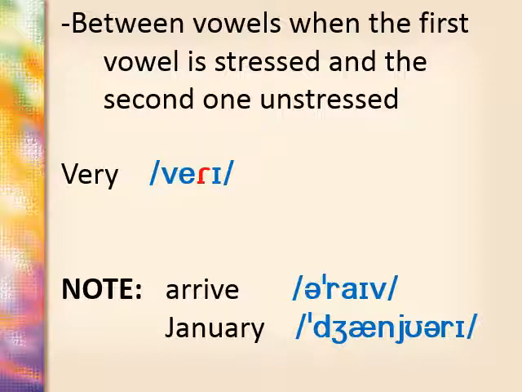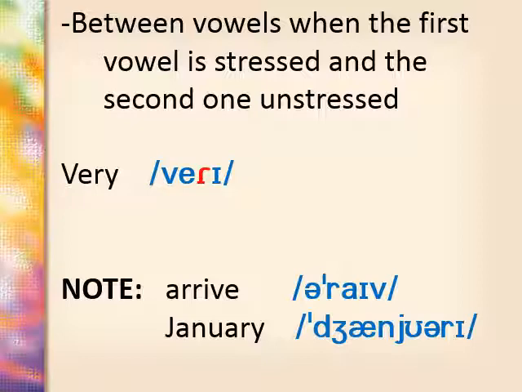This variant of the flap R is also used between vowels when the first vowel is stressed and the second one is unstressed. For example, in the word very. See that the R here is between two vowels, the E and the short I, and the stress is on the first syllable that contains the E. So you use the R sound there.